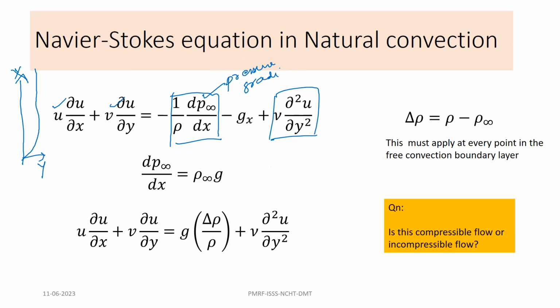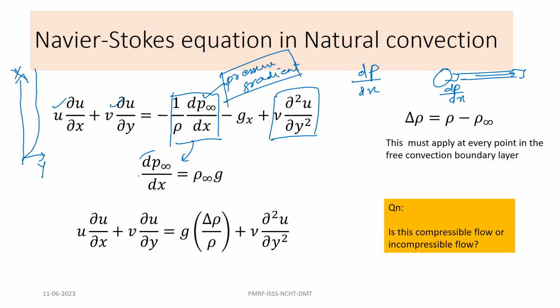In forced convection or in a flow through a pipe, how is the pressure gradient determined? Dou p by dou x we know, because a pump is pulling a fluid through a pipe, so we know what dp by dx is. There is a pressure driving it. But in natural convection, we are not supplying any kind of pressure gradient. So how is that then determined? You see here, I have added dou p infinity by dou x is equal to rho infinity into g. So from where does this equation come?